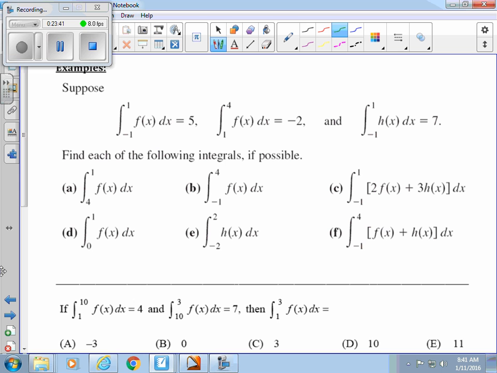Suppose the integral from -1 to 1 of f of x dx is 5. The integral from 1 to 4 of f of x dx is -2. And the integral from -1 to 1 of h of x dx is 7. Answer the following questions. Okay, so part A. Find each integral if possible.